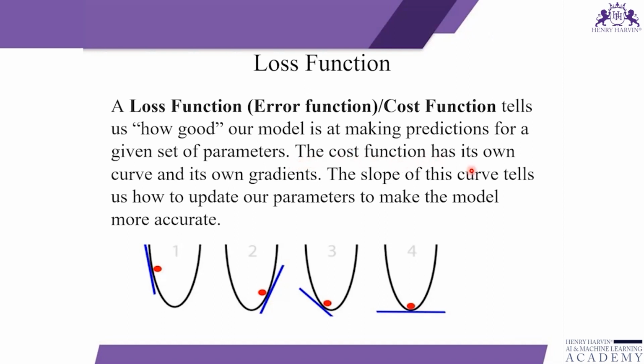So the cost function has its own curve and its own gradients. The slope of this curve tells us how to update our parameters to make the model more accurate. Here we can say that the slope is negative, right? So from that, we can find out that the weight has to be increased. Here the slope is positive, right? So we can say that the weight has to be decreased. This is what we will be trying to understand from the loss function. So now what do you understand from this? Yes, you are right. We have reached the position, right?